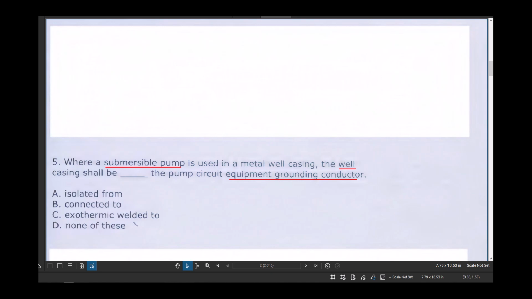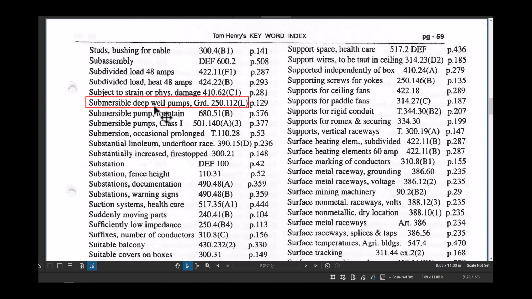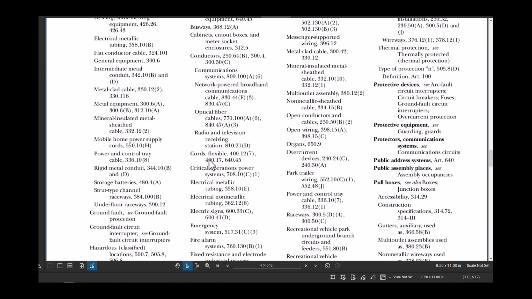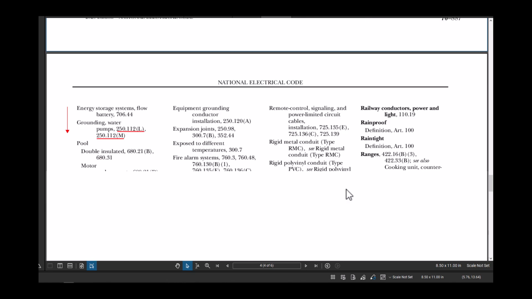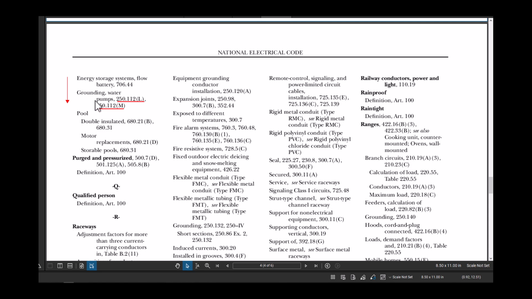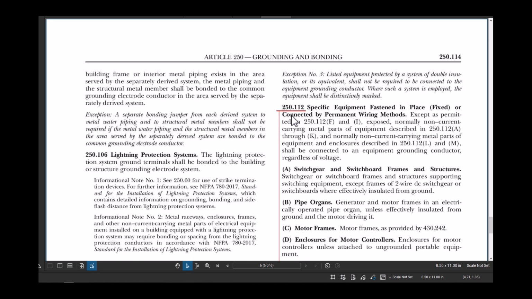Let's go to Tom Henry's index. Submersible deep well pumps, grounding, 250.112(L) section. If we go to the NEC, we have pumps. See also fire pump, which we're not going to, and if we navigate through, we have grounding, water pumps. These two articles are related to what we're supposed to look at. Then I go to the NEC index: 250.112, specific equipment fastened in place, fixed or connected by permanent wiring method.